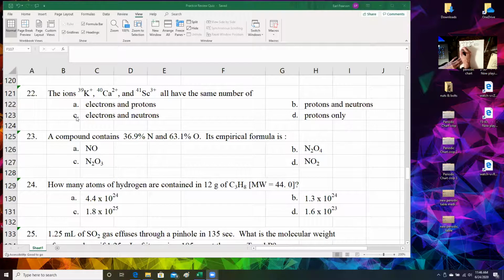Okay, number 23. And what we're going to do is we're getting the percent of nitrogen in a compound is 36.9, and the percent of oxygen is 63.1. Now, if it only contains nitrogen and oxygen, I wouldn't have to give you both of those. You'd know what the other one was. And the exercise is, what is the empirical formula?